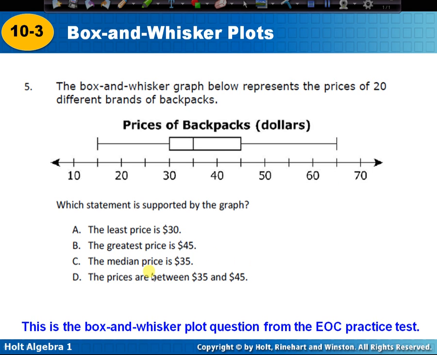It says the median price is $35, so if I look at the median, I'm looking for the Q2, and it's right here, and it actually is at $35. So my correct answer here is C. And it says the prices are between $35 and $45. The prices aren't between those, they're actually between $15 and $65. So C is your correct answer for number 5. All I need you to write down for this one is number 5, C, the median price is $35. It says this is the box and whisker question from the EOC practice test.